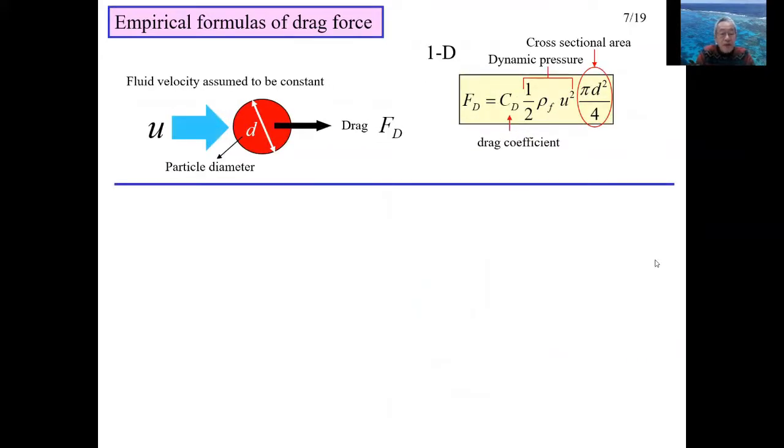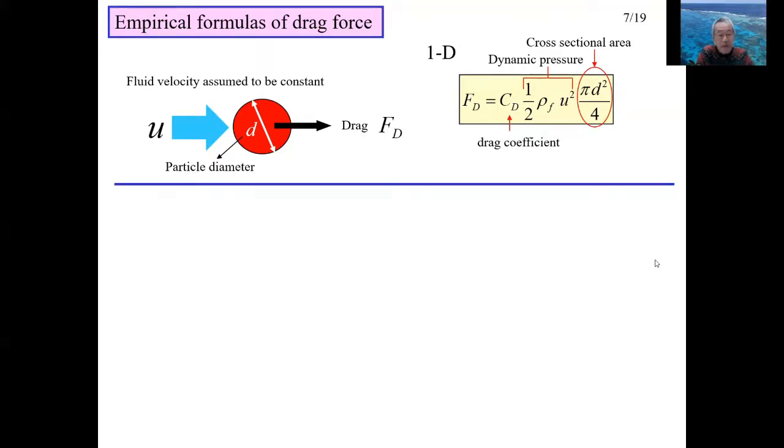In most textbooks, the empirical fluid drag is expressed by the equation in the yellow frame. The drag force F_D is given by the drag coefficient C_D, the dynamic pressure of fluid, and the cross-sectional area of the object. Several empirical formulas have been proposed for C_D. In the case shown in the figure, the particle is stationary. The direction of drag is the same as the direction of the fluid. That is, the treatment is one-dimensional.